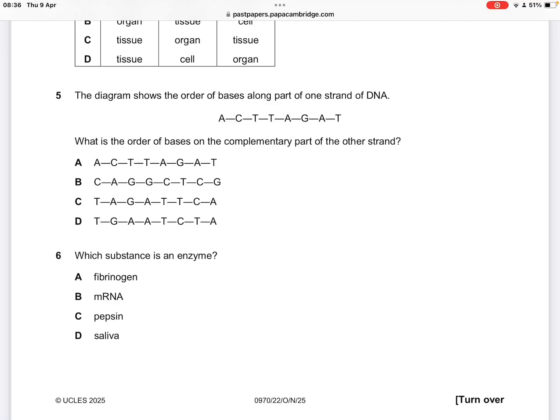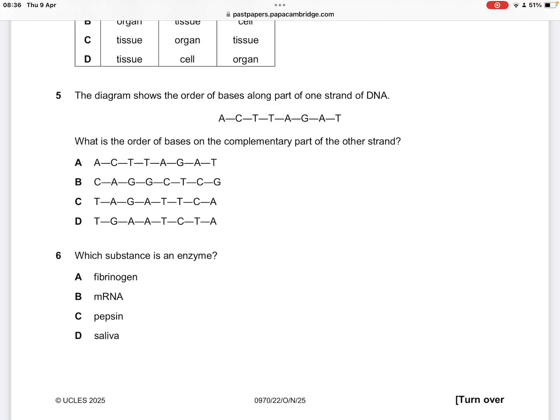So the way I teach this and the way I remember it is apples and trees. So A and T go together, cars and garages, C and G go together. So this is quite straightforward. If we read across the strand, it would go complementary. We would have a T going with the A and G going with the C.